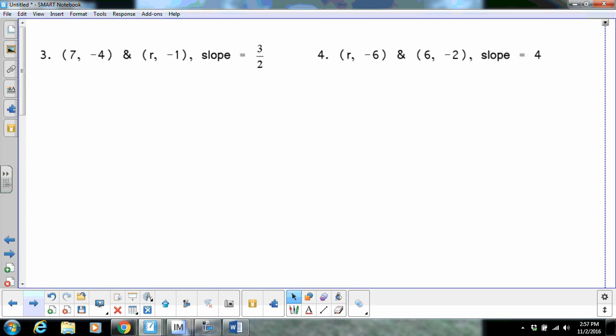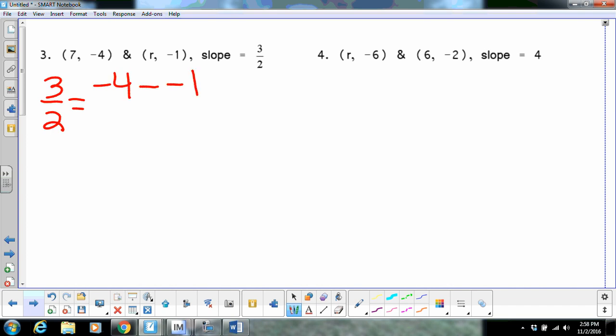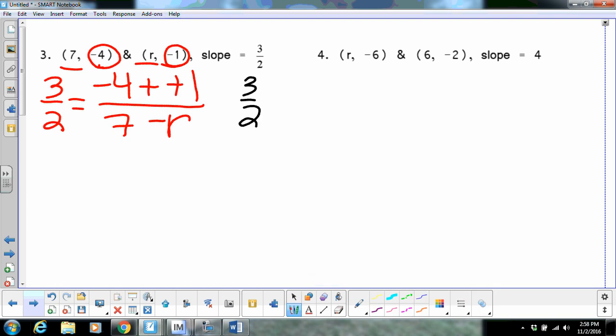Okay, so same way. Start with our slope formula. 3 divided by 2 equals y minus y. Here's your y values. And x minus x. All right, change your double negatives and simplify. So 3 over 2 is going to equal -3 over 7 minus r. Remember, I talked in class today about how because we want our variable on the left, I'm going to multiply down or up depending on where the variable is. So this time I'll multiply down first.